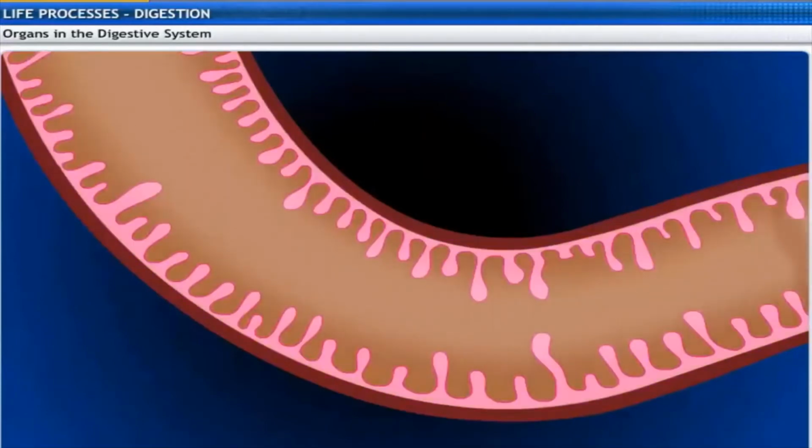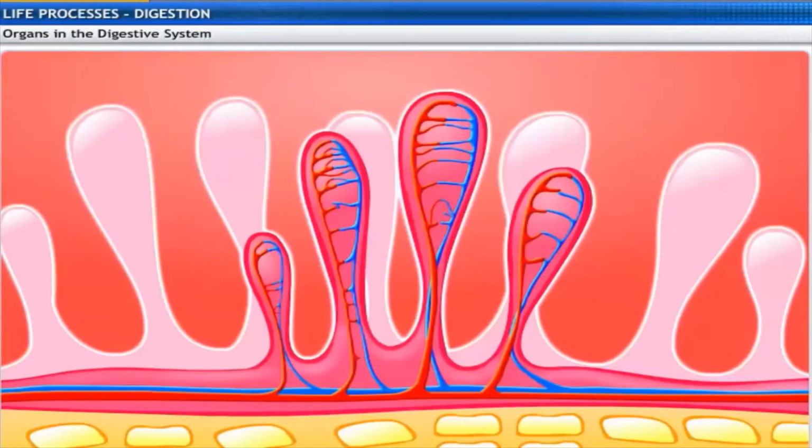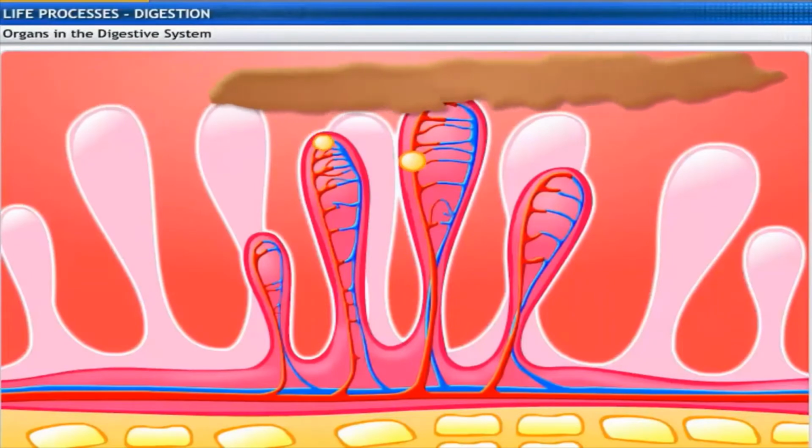The inner walls of the small intestine have numerous finger-like projections called villi. Villi increase the surface area of the small intestine to ensure efficient and rapid absorption of nutrients. The villi are richly supplied with blood vessels which transport the absorbed food to all the cells in the body.